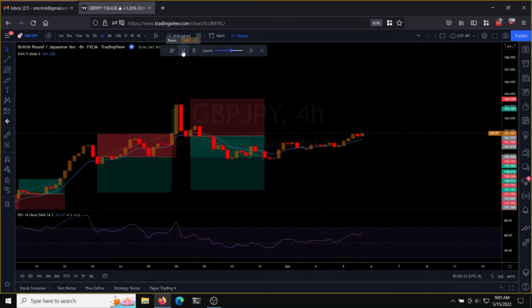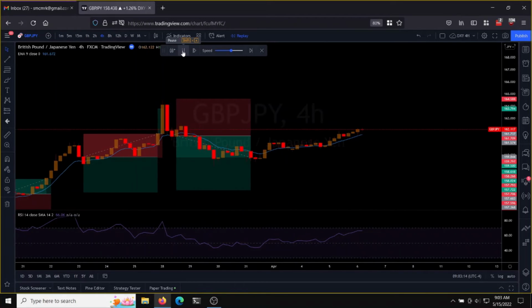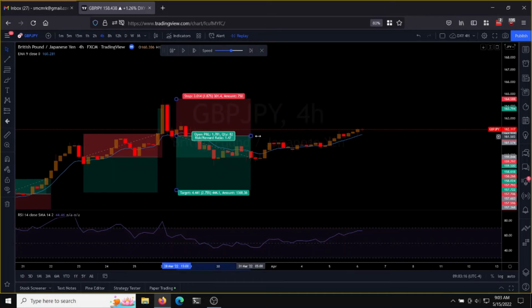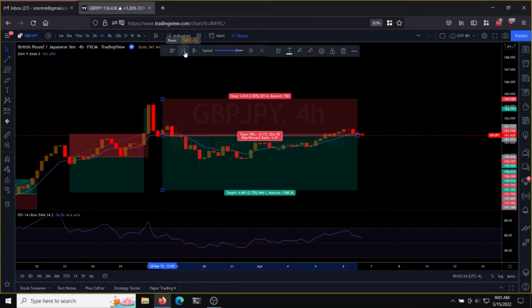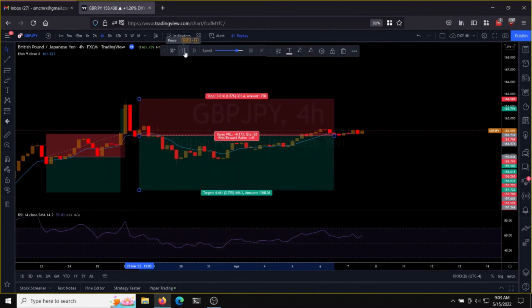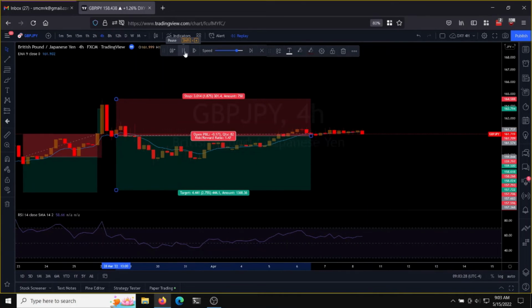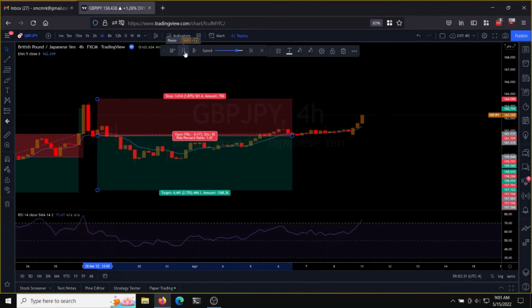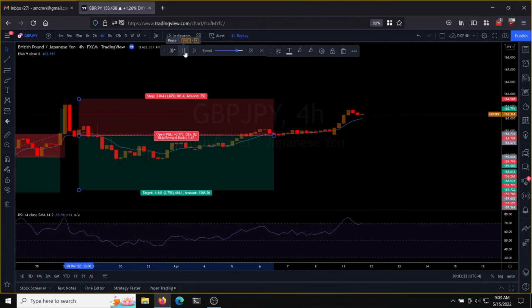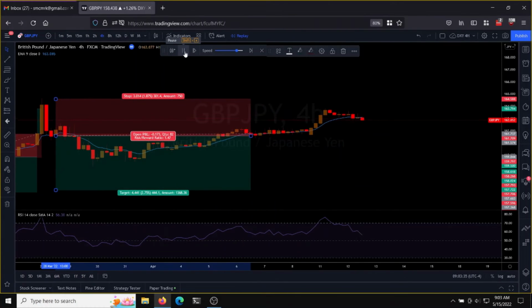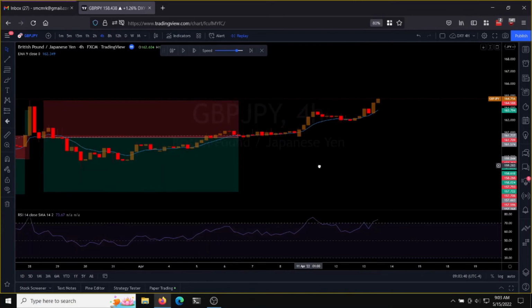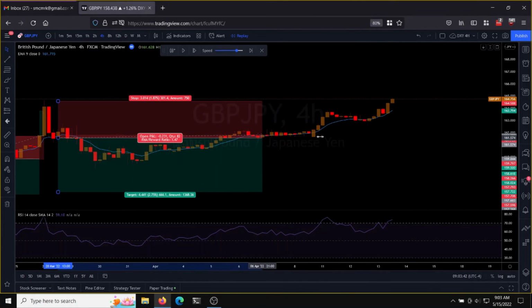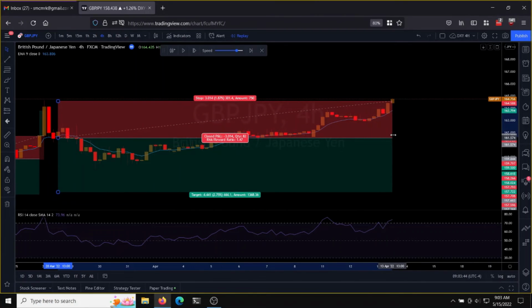Come on, let's go. Come on, break down. It looks like we're going to get stopped out. And there it is. Okay. So we'll reverse the trade here. And that took a long time.